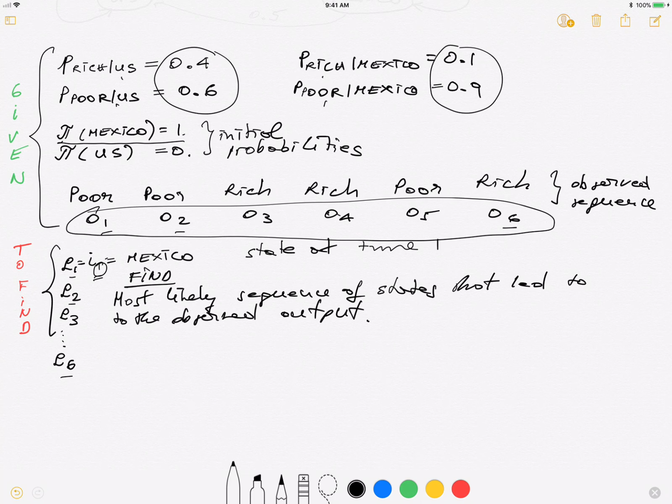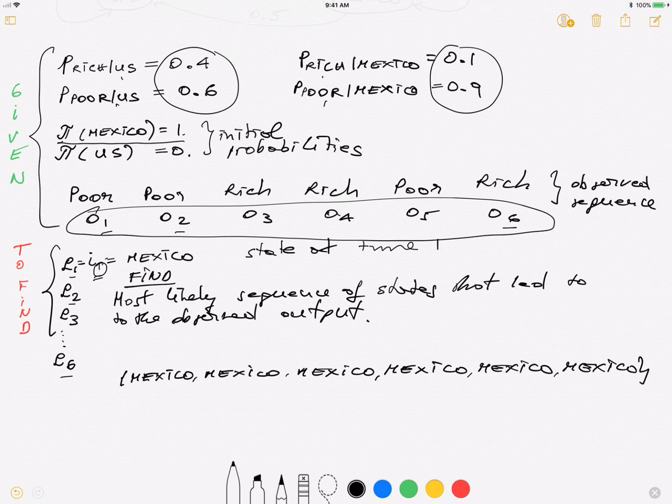And when I say most likely sequence of states, how many potential sequences of states are there? So one potential sequence would be... what this sequence tells us is that the family was in Mexico in the first year, but then the family did not change the state and was always in Mexico. So this is the first possible sequence.